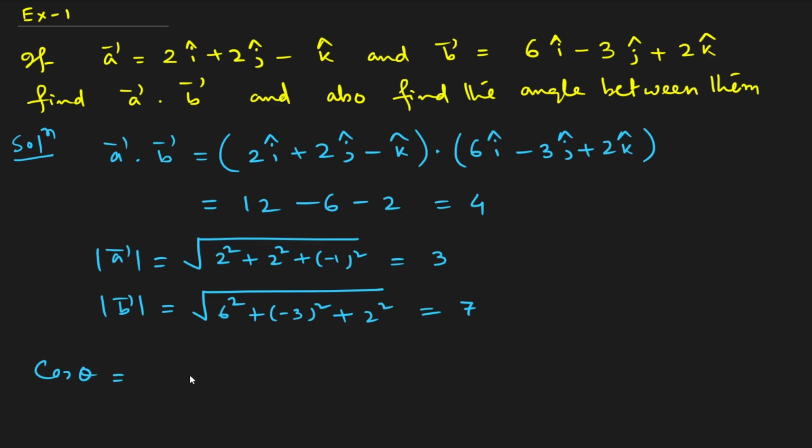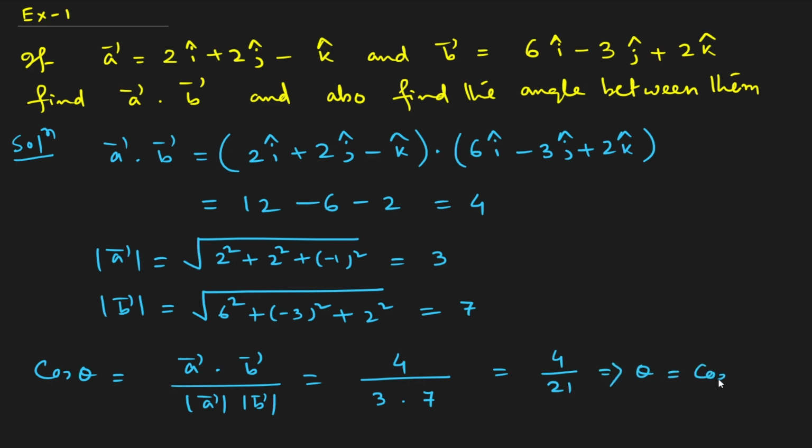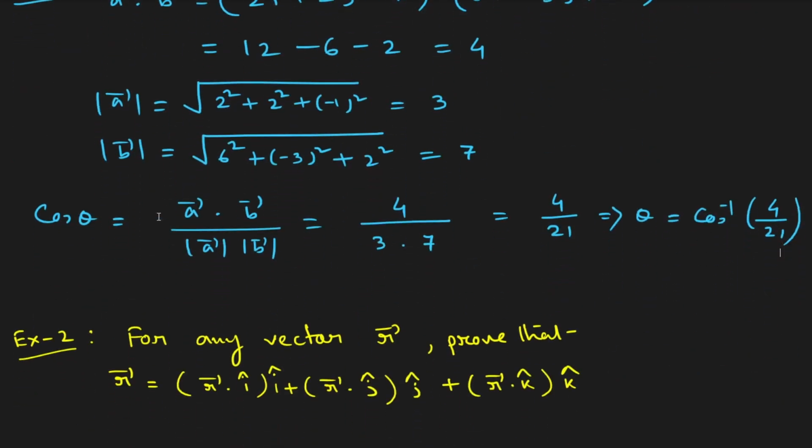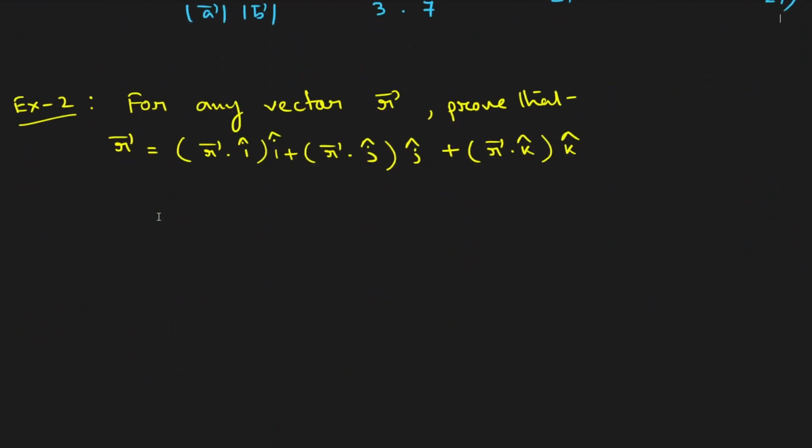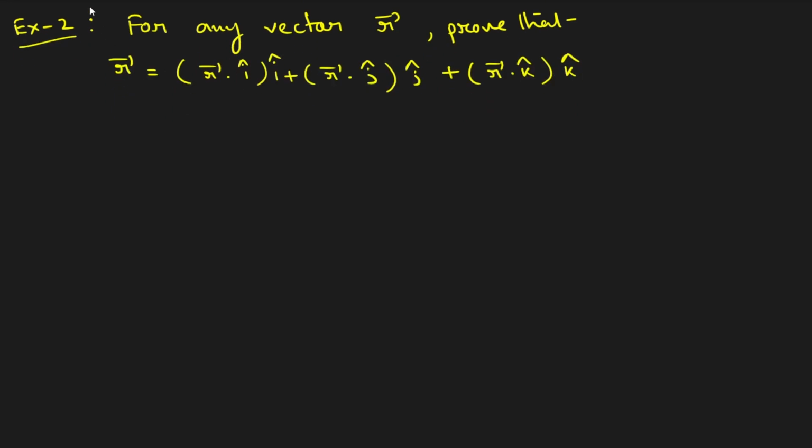So what is the angle between them? We have cos theta equals, the formula is a bar dot b bar divided by modulus a bar and modulus b bar. A bar dot b bar is our 4, modulus a bar is 3, and modulus b bar is 7. So it is 4 by 21. So this implies theta will be cos inverse 4 by 21. Okay, it's very simple, right? So we practice some more problems of similar kind, so that you have a clear idea of this dot product and cross product. So let us take another problem.